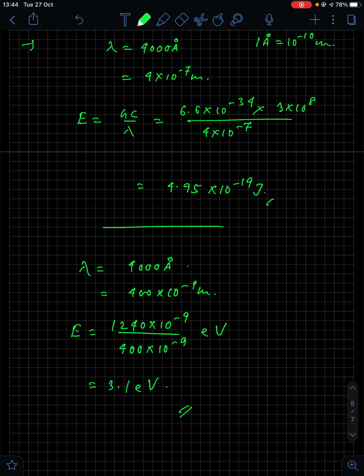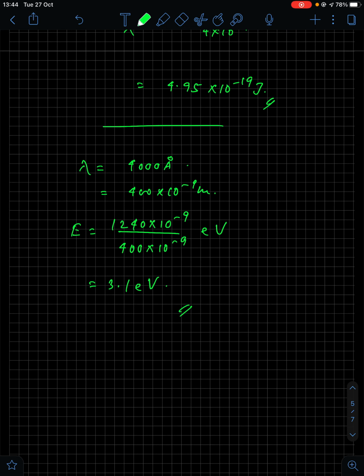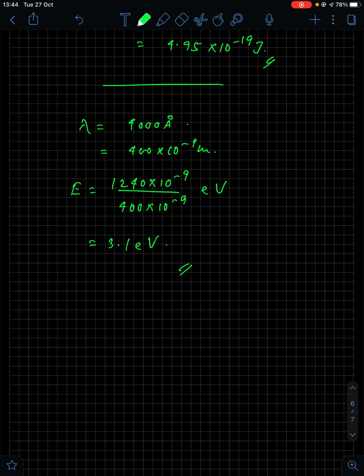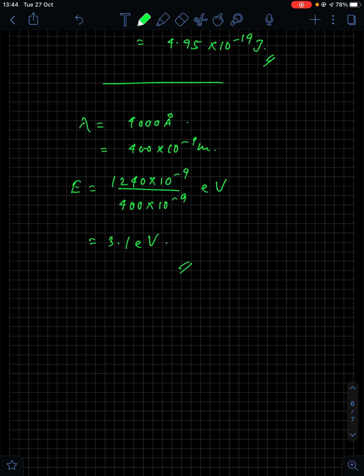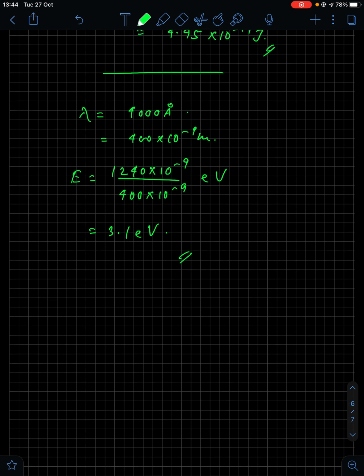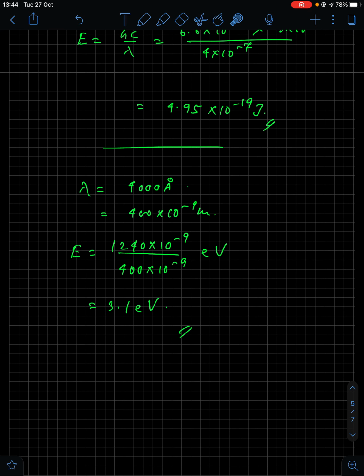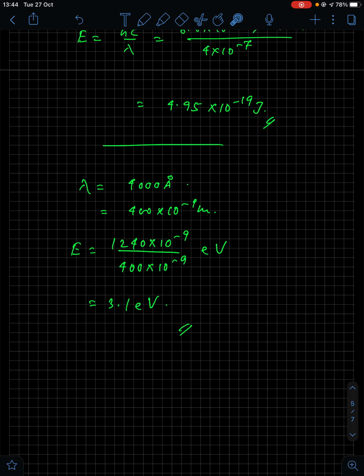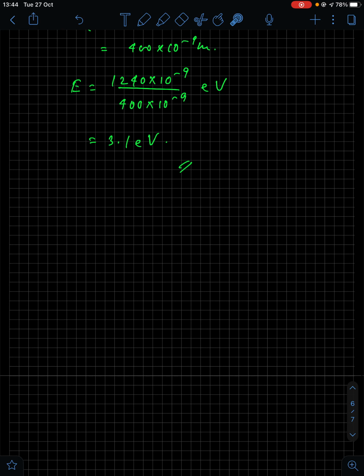Is that clear? So this is the result in electron volt, this is the result in joule, whichever is asked in the question. If they specify precisely that find out the answer in joules, then you'll be doing the first part. If they tell you find the answer in electron volt, you'll be doing the second part. Of course, you can also convert this value in joule into electron volt. How? By dividing by 1.6 into 10 to the power minus 19. In that case also, you'll be getting the same result.